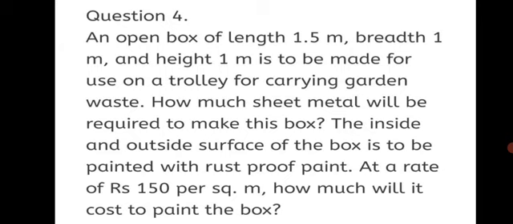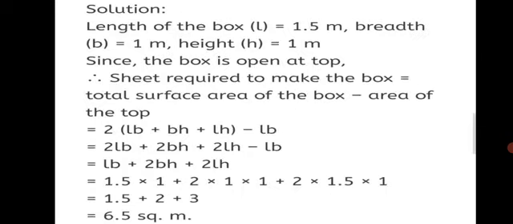The next part of the sum. The inside and outside surface of the box is to be painted with rust-proof paint at a rate of rupees 150 per square meter. How much will it cost to paint the box? So how much will it cost to paint the box? That we can find out by multiplying by the rate given here. So let's solve the first part of the sum.